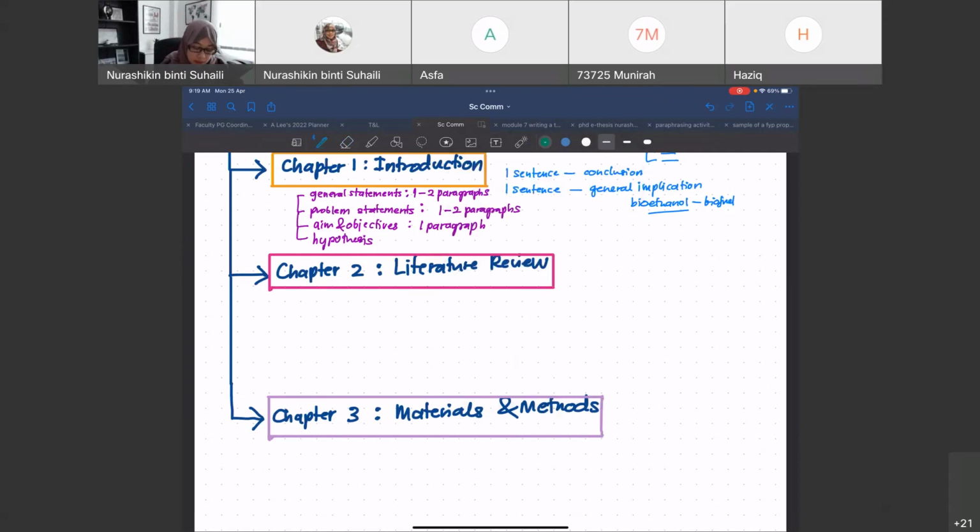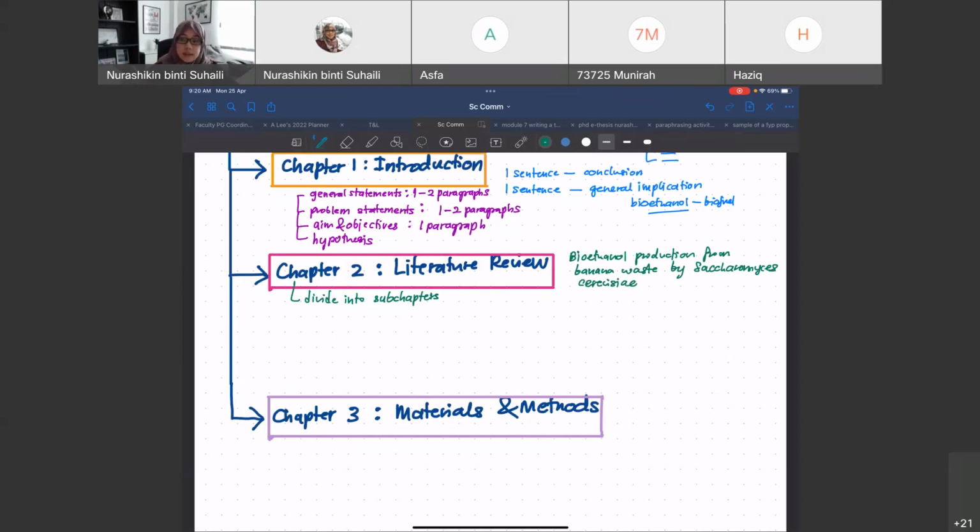Okay, I think I've mentioned dividing into sub-chapters. This is very important. Divide into sub-chapters means you have to understand your topics very well. So, for example, if you are talking about bioethanol production from banana waste by Saccharomyces cerevisiae, okay, let's say this is your topic.